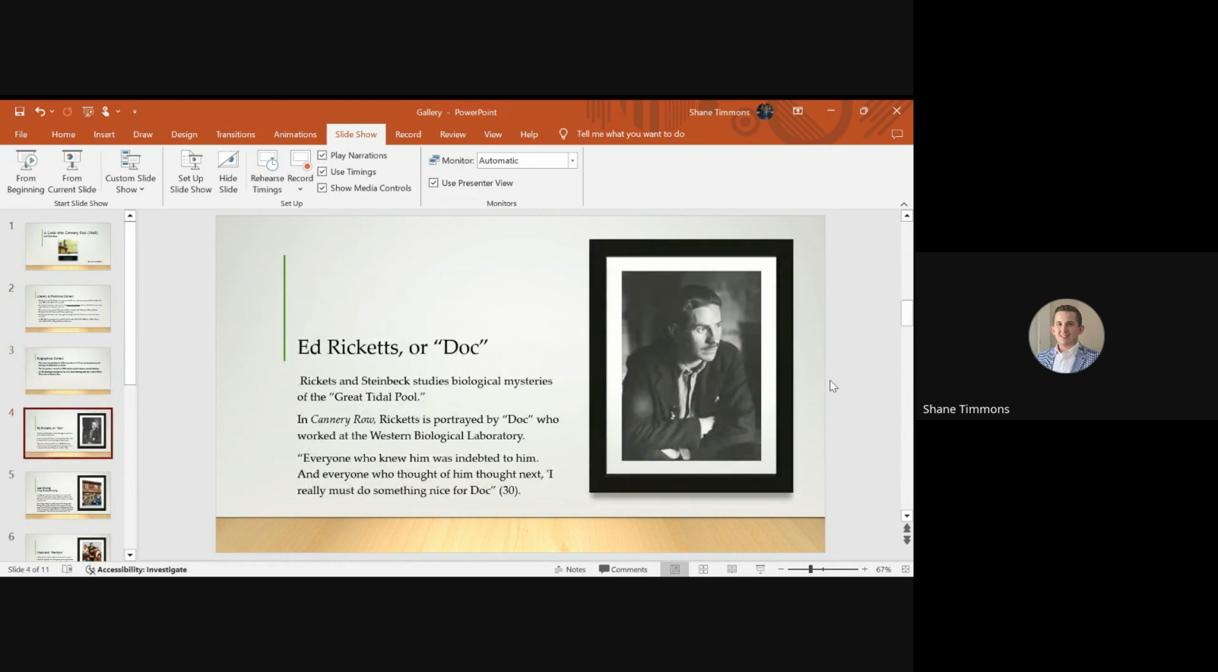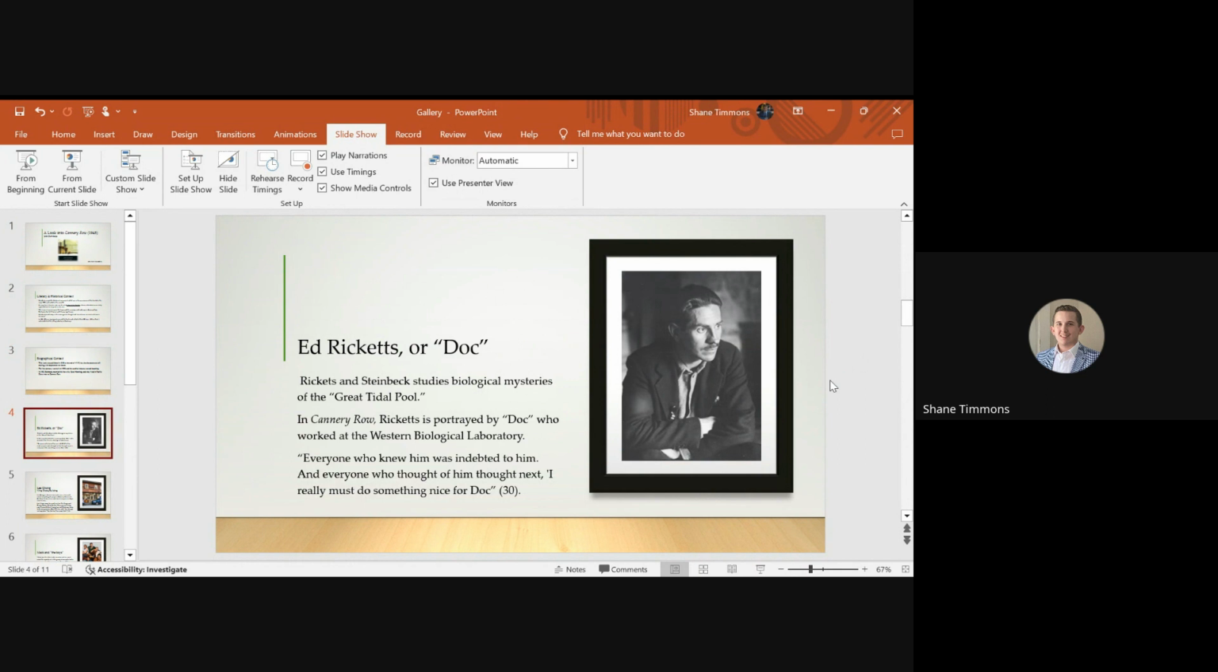Here we see someone we should all be familiar with at this point, Ed Ricketts. He is a real-life person who Steinbeck chose to portray as Doc in this novel. Ricketts and Steinbeck in real life actually studied biological mysteries in the Great Tidal Pool. In Cannery Row, Ricketts is portrayed by Doc, who worked at the Western Biological Laboratory.